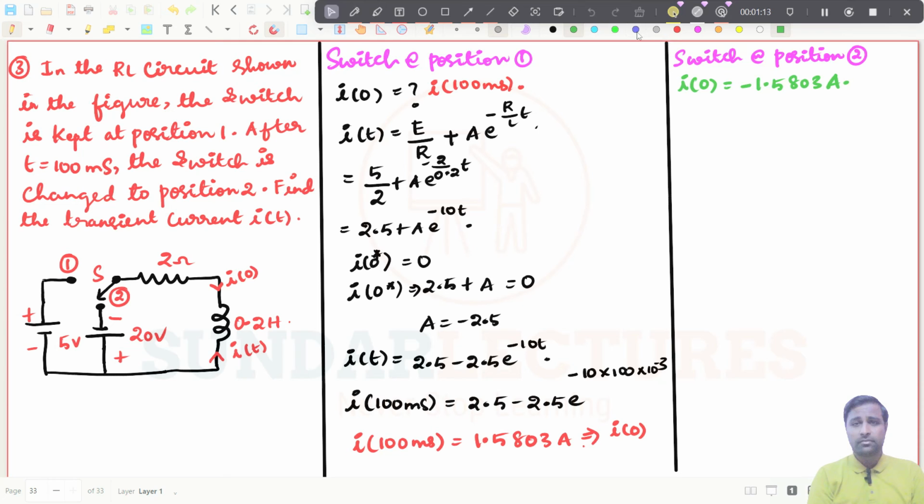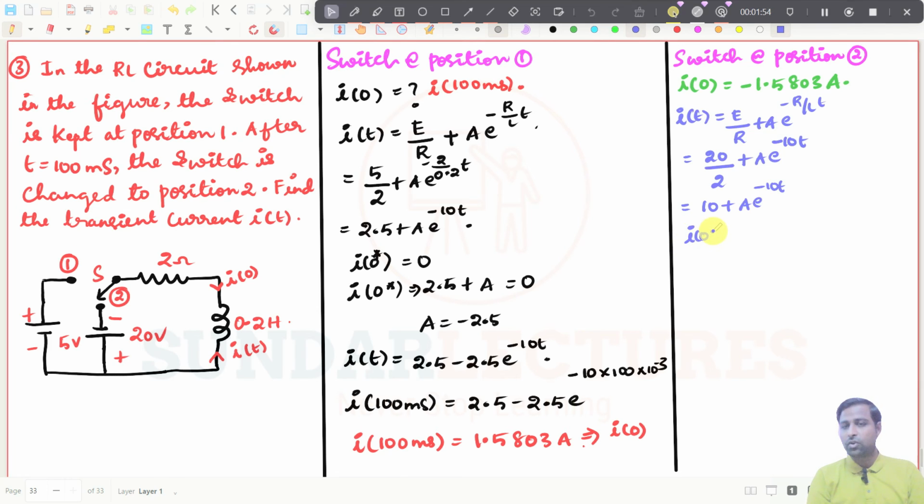Now, if the switch is at position number 2, then this circuit will be connected like this, and I of t can be written as E by R plus A e power minus R by L t. That's all, very simple. What is E here? It is 20 divided by, what is R here? It is 2, plus A e power R by L, it is the same, right? It is 2 divided by 0.2, it will be minus 10t. If I further simplify this, I will get 10 plus A e power minus 10t. That is I of t.